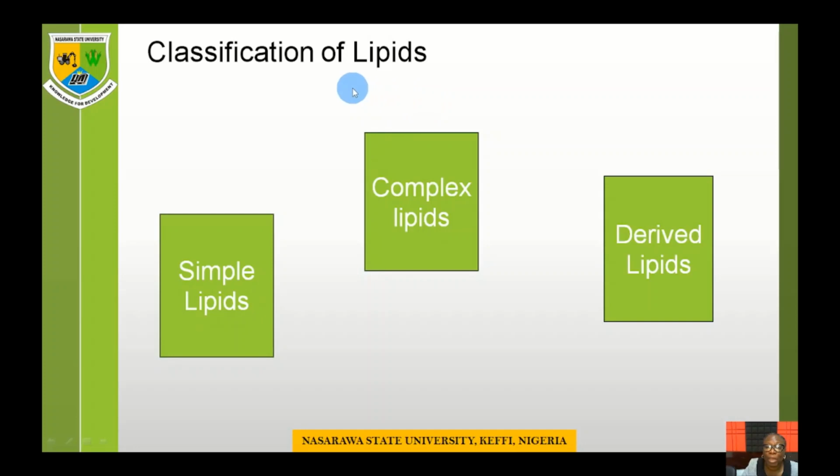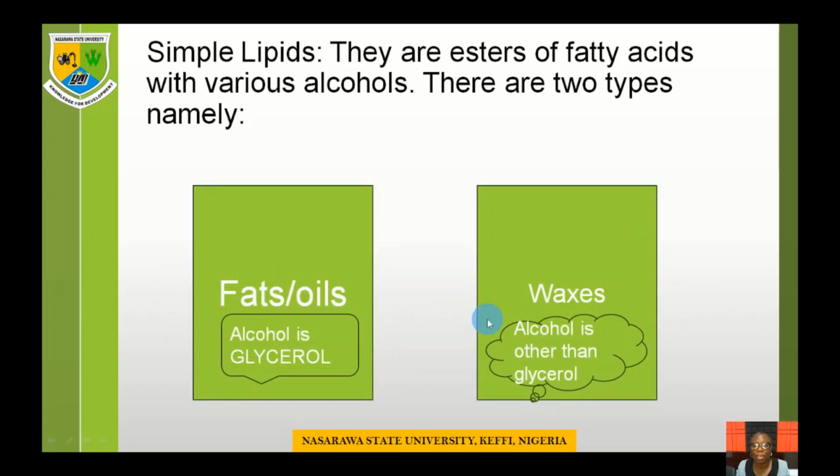They are classified majorly into three classes. Number one, we have the simple lipids. Number two, the complex lipids. Number three, the derived lipids. Simple lipids, complex lipids, and the derived lipids. These complex lipids are also known as compound lipids. Now let's take them one after the other.